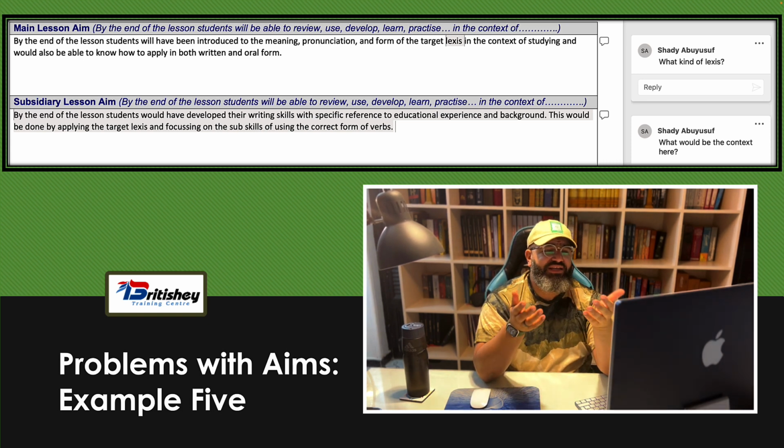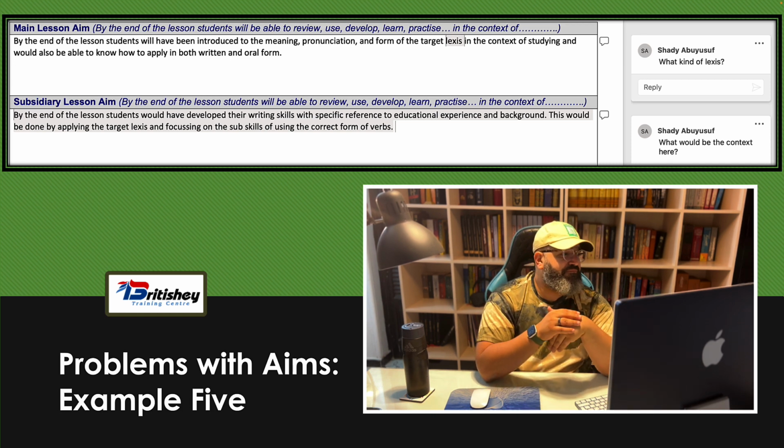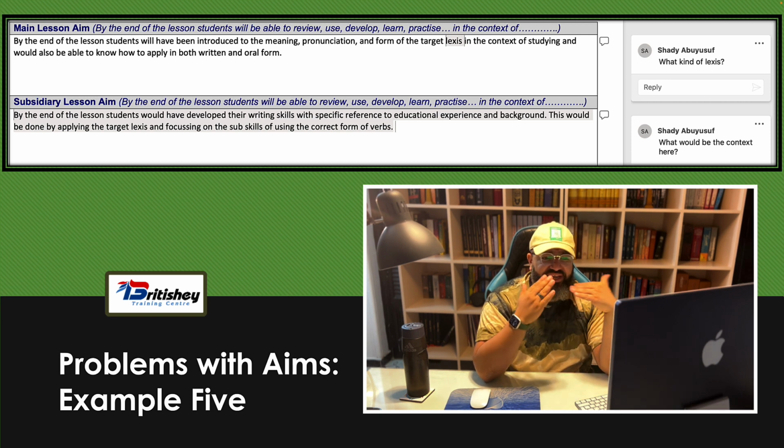Now, for the first one, I said, what kind of lexis? True, you said the target lexis. What lexis? You need to be more specific here, right? Good. Second one, I said, what would be the context here?